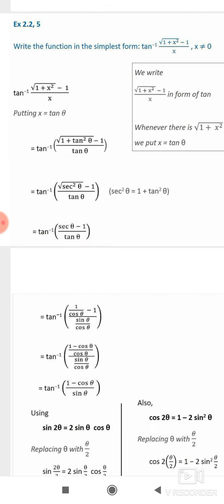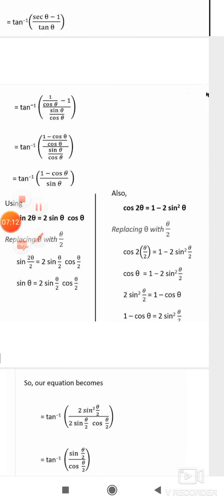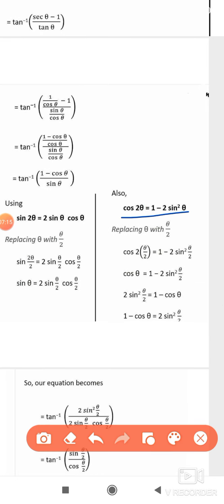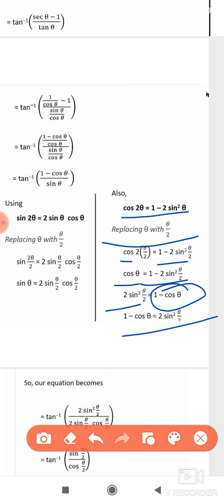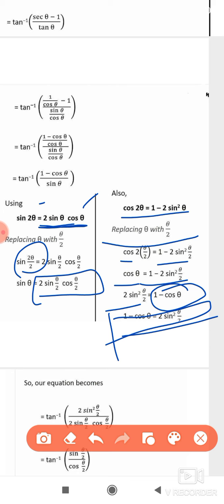See, cos 2 theta is 1 minus 2 sin square theta. Replace theta by theta by 2, so cos 2 into theta by 2 is 1 minus 2 sin square theta by 2. Then cos theta is equal to 1 minus 2 sin square theta by 2, and 2 sin square theta by 2 is equal to 1 minus cos theta. So 1 minus cos theta will always be equal to 2 sin square theta by 2. And for sin 2 theta we know the formula, sin 2 theta is equal to 2 sin theta cos theta. When you replace theta by theta by 2, you get sin theta is equal to 2 sin theta by 2 cos theta by 2.